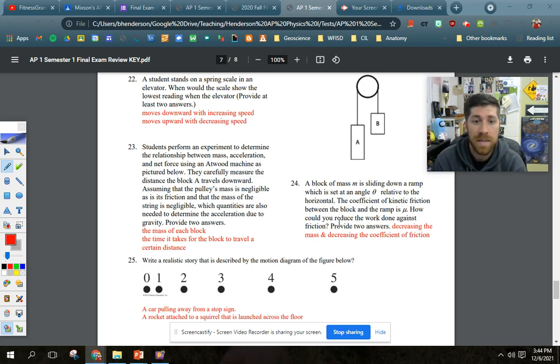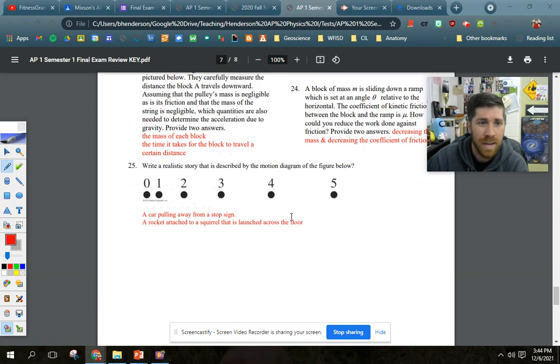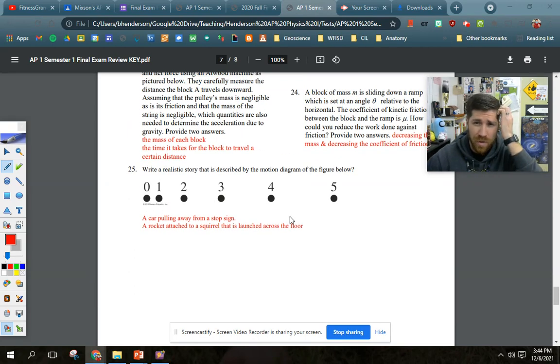But if we decrease the coefficient of friction, which means we make the surface slipperier, or if we decrease the mass, that would decrease the amount of work done because work is equal to force times distance. So we can either lower the force, or we can make it easier to get across the distance with those 2 ways.